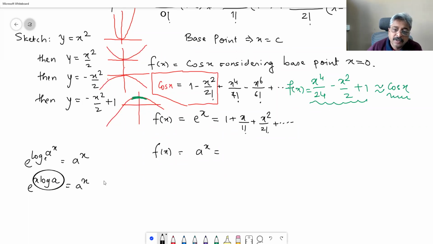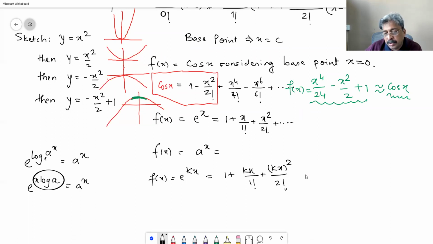Constant times x. So for f of x equal to e raised to kx, the expansion will look like 1 plus kx by 1 factorial plus kx raised to 2 by 2 factorial plus kx raised to 3 by 3 factorial and so on. So e raised to x will behave like this, and in this case k is log a. That is the only difference. Log a is a k here.